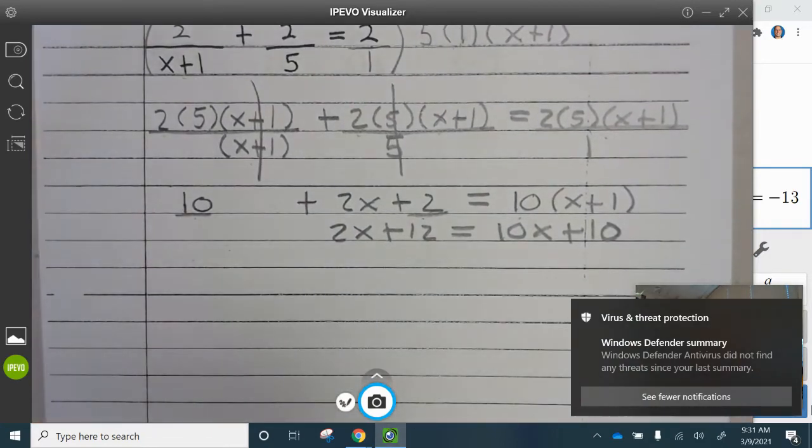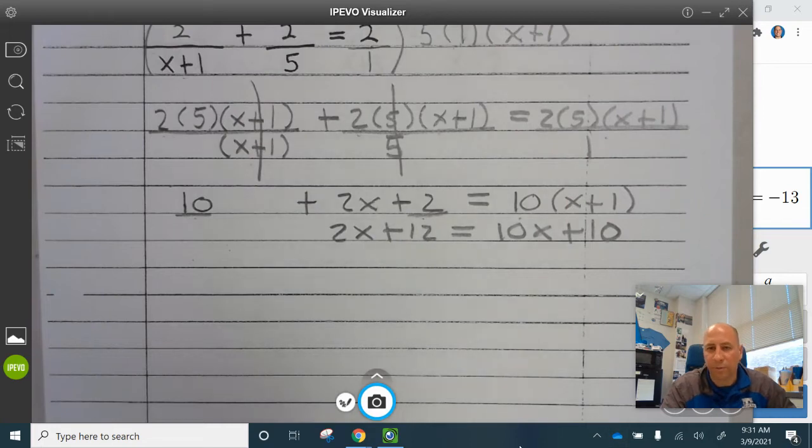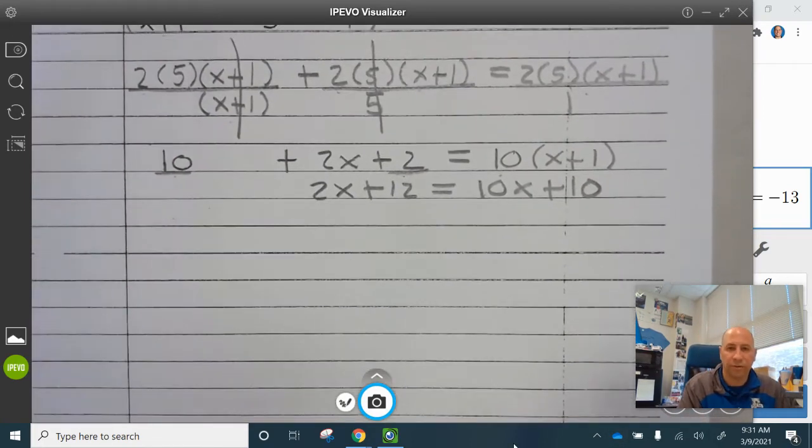Uh-oh, there's a virus threat protection. And we're going to move that to the Action Center and not worry about viruses because we got some Algebra 2 to do.